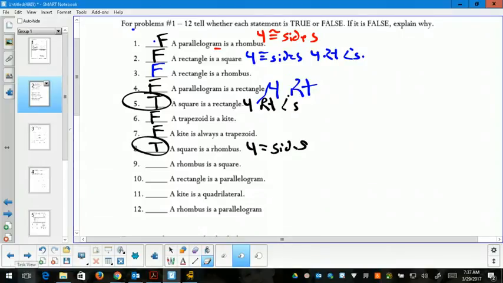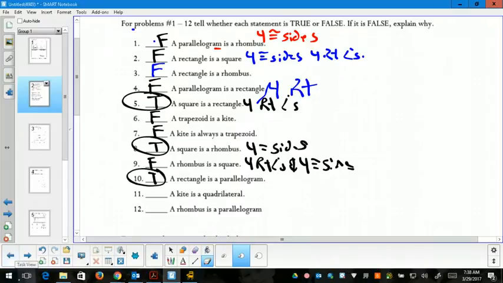Now the reverse, a rhombus is a square. That doesn't work because to be a square you have to have 4 right angles and 4 congruent sides, and the rhombus doesn't meet both of those, it only meets the sides part. A rectangle is a parallelogram. To be a parallelogram you have to have 2 parallel sides. Does a rectangle have that? So that's true.